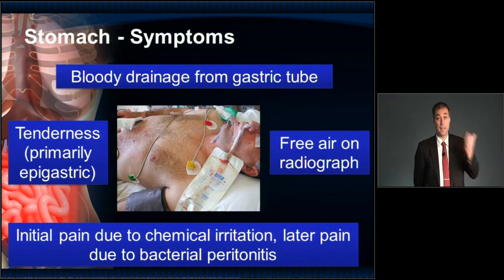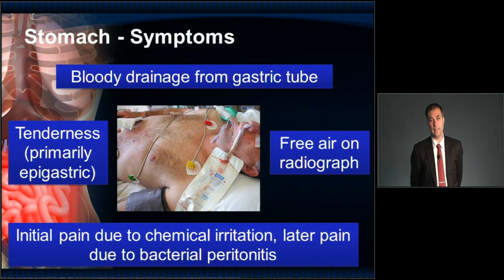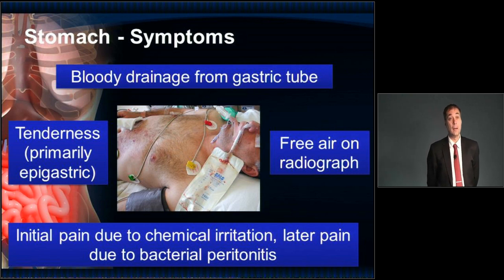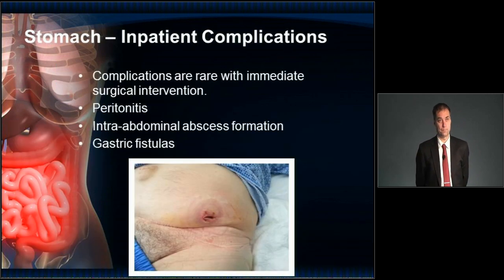So symptoms that a patient may have with stomach trauma include bloody drainage in the gastric tube, free air on the radiograph, because of course the stomach is a hollow organ, tenderness, especially in the epigastric region when you palpate, and then initially the pain tends to be due to chemical irritation, the acid spilling out of the stomach into the peritoneum, but later it could be due to bacterial overgrowth.